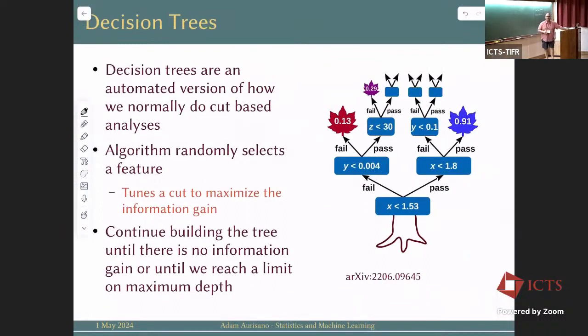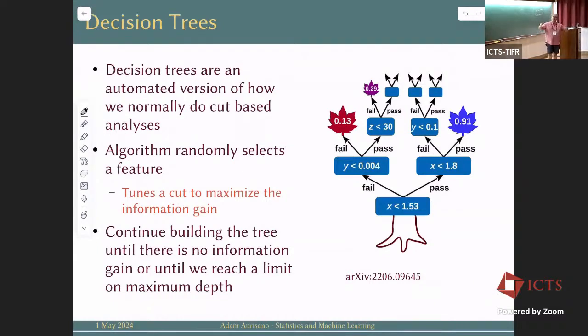In the 90s, decision trees became extremely popular. So a decision tree is a pretty straightforward idea. It's basically just the algorithmization of what we do when we make cuts, right? If you do a cut-based analysis, you look at the distribution and you say, my signal's mostly over here, my background's mostly over here, I'm going to put a cut here. And then applying that cut, you look at another parameter and do the same thing. And you just keep applying cuts, boosting the purity of your sample through successive cuts.